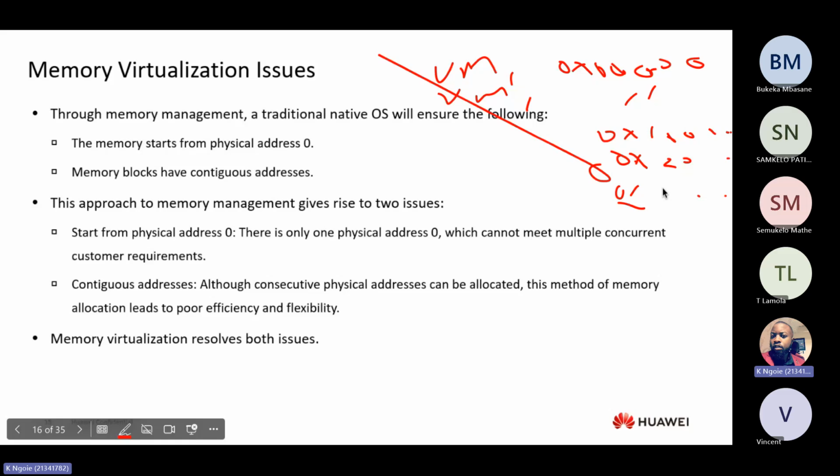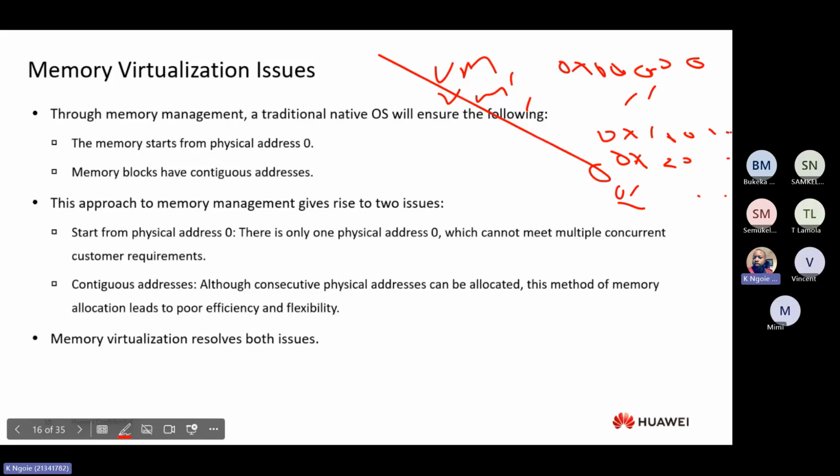the physical address. Each guest operating system thinks that its memory starts from 0, but the virtual machine monitor translates this address to a unique physical region. So that can help. There are many methods that can be implemented there. Okay, so, memory virtualization.